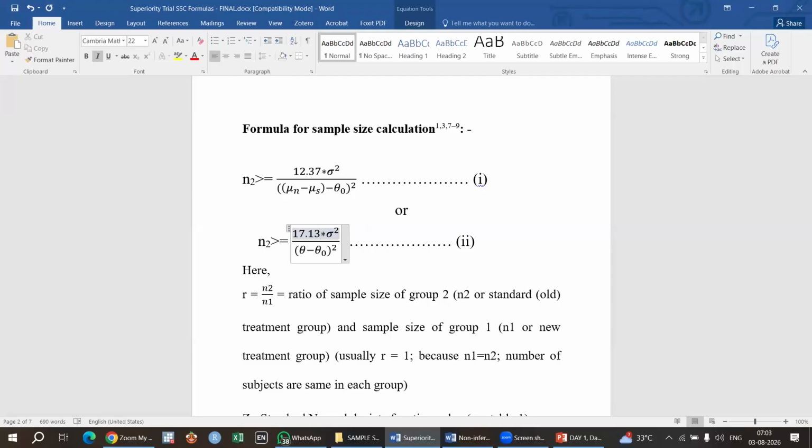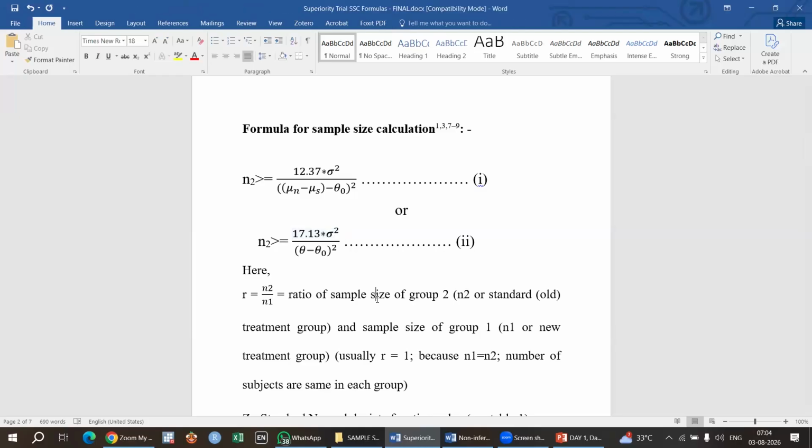What is the power of study? 90%. It is a very simple formula, but you have to do practice, practice, practice. You can make this formula, there is no problem. So what do we have to fill in this? We have to fill the sigma value, the difference and the superiority margin, and we can get the sample size.